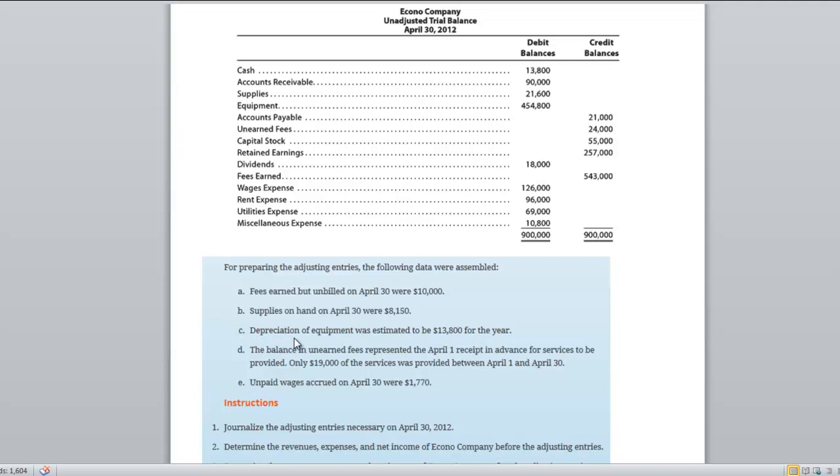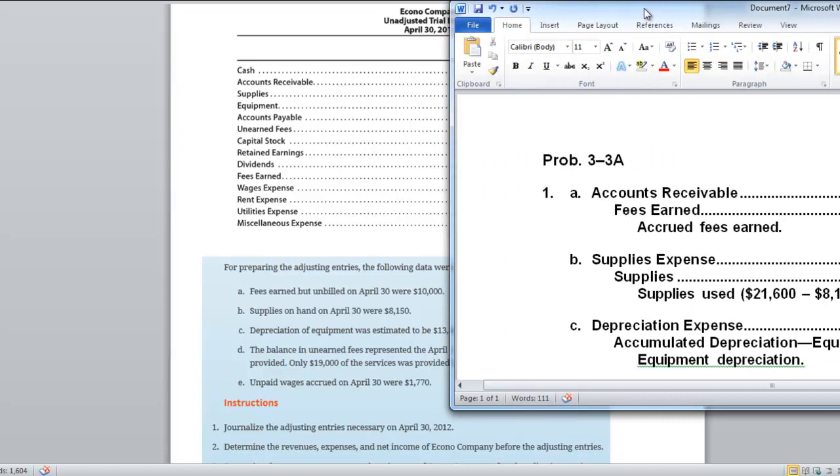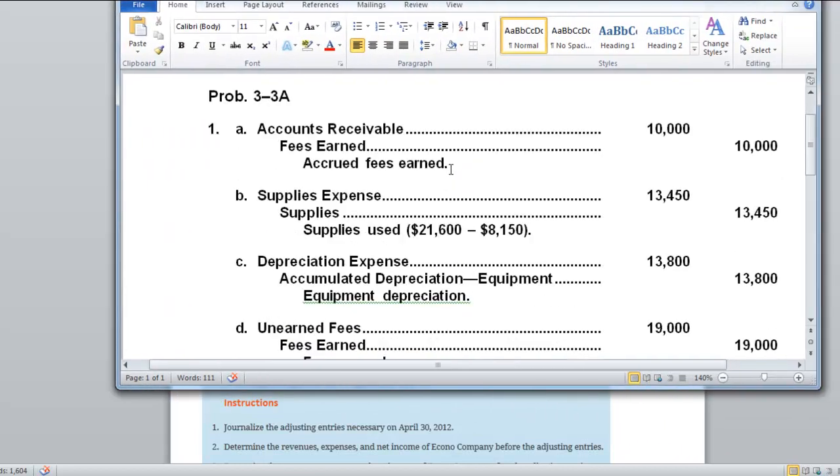It says depreciation of equipment was estimated to be $13,800 for the year. Okay? So we look up here, we see that we have equipment. Well, I don't see accumulated depreciation anywhere. We don't have that account made for us yet. So that would be something, if this was the first time we were recording depreciation, we would need to actually add an accumulated depreciation account. So let's take a look at what the journal entry would look like for this one.